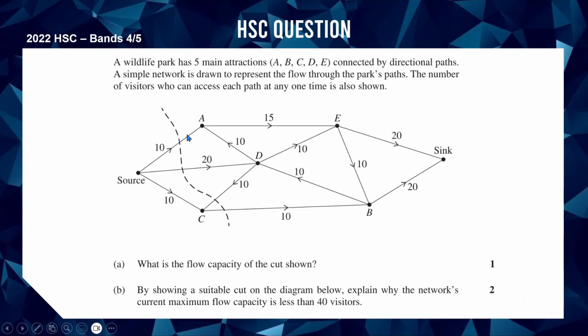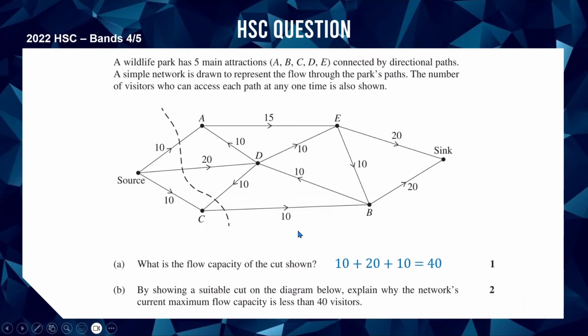10 is going in the right direction, 20 across the middle is all good. The 10 on the bottom is going in the right direction, but this 10 right here is flowing from the sink side to the source side, so that's the wrong way. So we are going to not count this 10. We're just going to have the 10, the 20, and the 10, which makes 40.